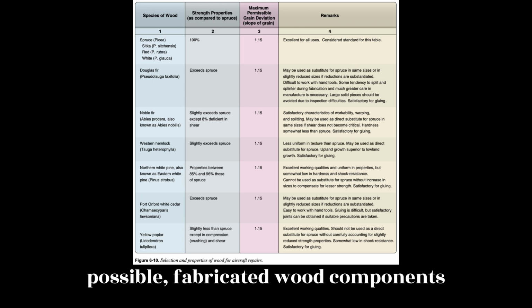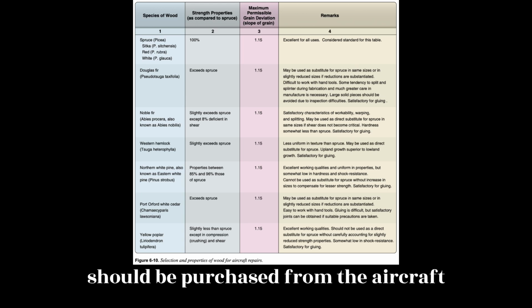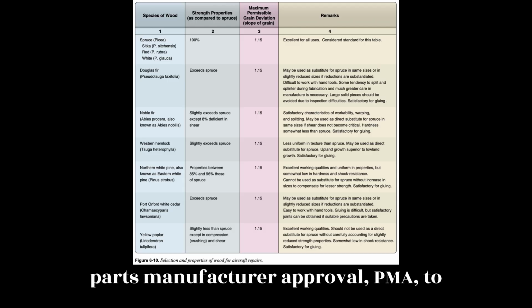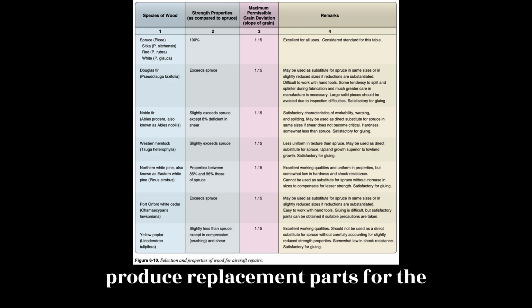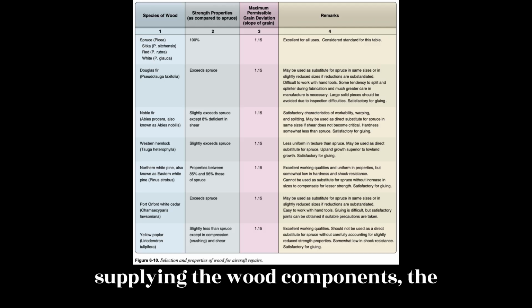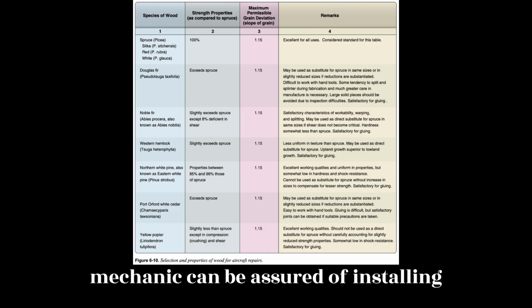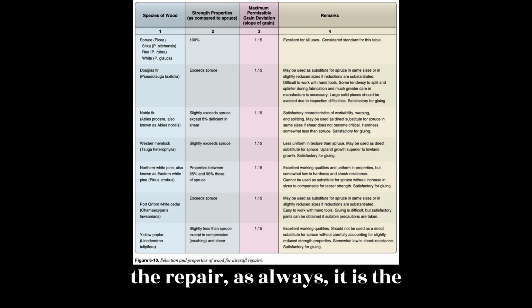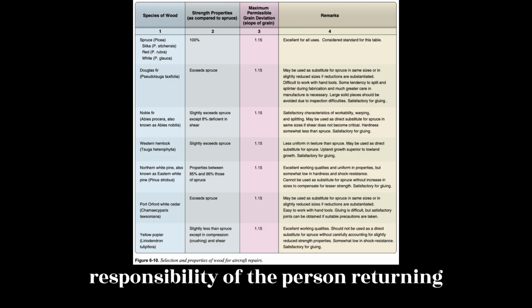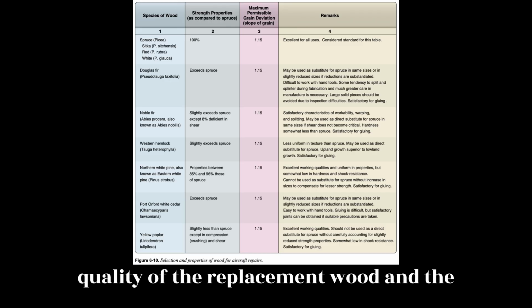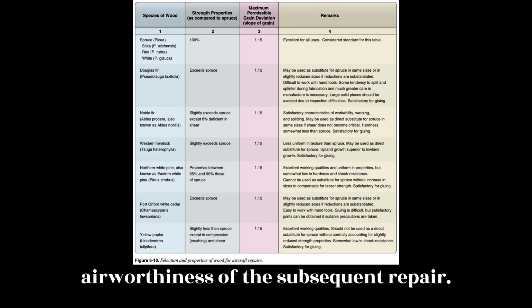When possible, fabricated wood components should be purchased from the aircraft manufacturer, or someone who may have a parts manufacturer approval, PMA, to produce replacement parts for the aircraft. With either of these sources supplying the wood components, the mechanic can be assured of installing approved material. At the completion of the repair, as always, it is the responsibility of the person returning the aircraft to service to determine the quality of the replacement wood and the airworthiness of the subsequent repair.